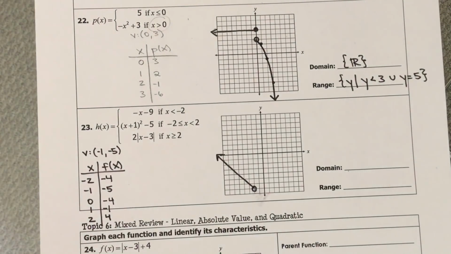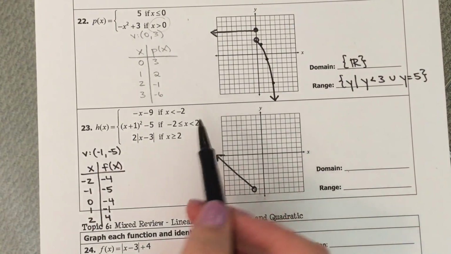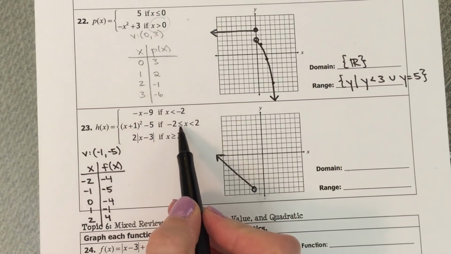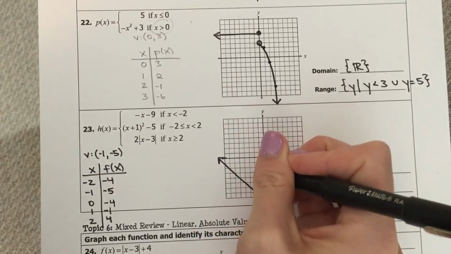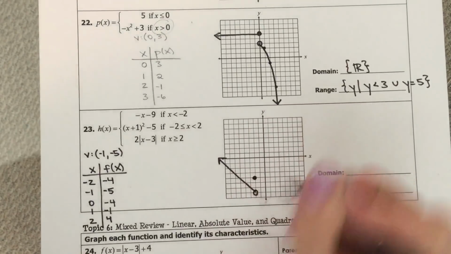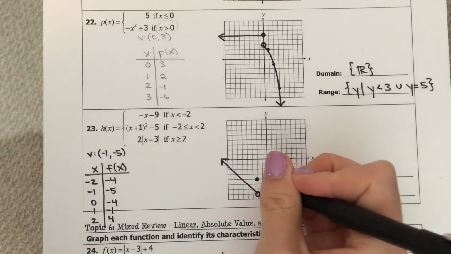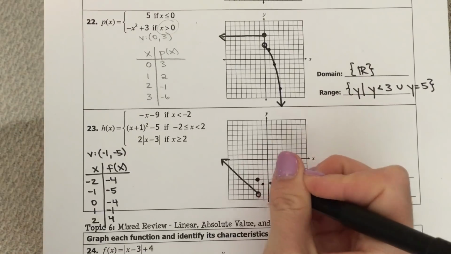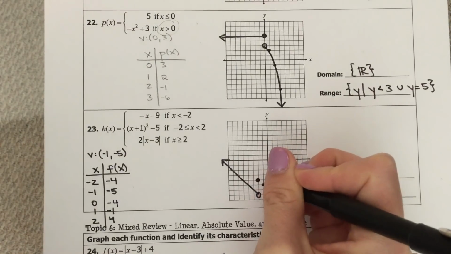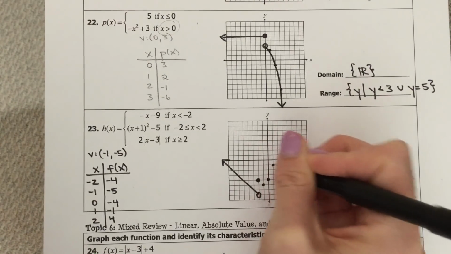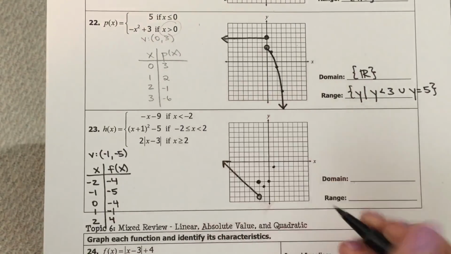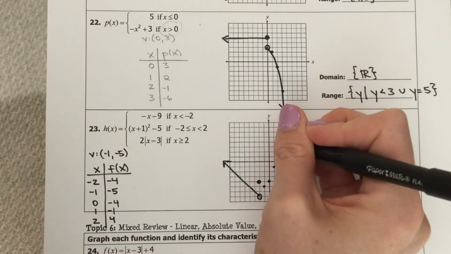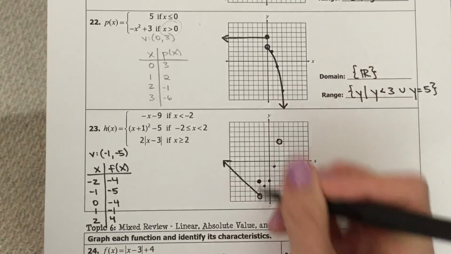All right, so I'm going to plot these values. Be careful. So this one, the -2 has a closed endpoint. So at -2, -4, I'm going to put a closed endpoint there. And then I'll plot the rest of these. So -1, -5, 0, -4, 1, -1, and then 2, 4. So 2 is the endpoint, and it's open according to this. So 2, 4 should be an open circle.